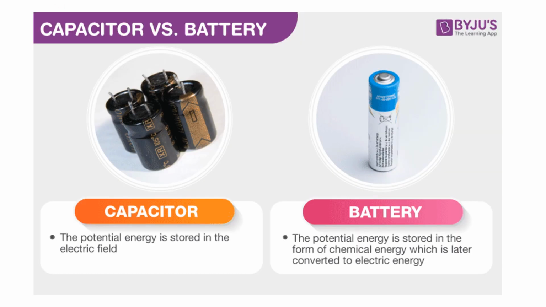Now we talk about your capacitor, and we've said that your capacitor stores charges. Now, batteries also store something, right? So what's the difference between your capacitor and your battery? Your capacitor stores the potential energy in the electric field, whereas in your battery, the potential energy is stored in the form of chemical energy, which is later converted to electrical energy.